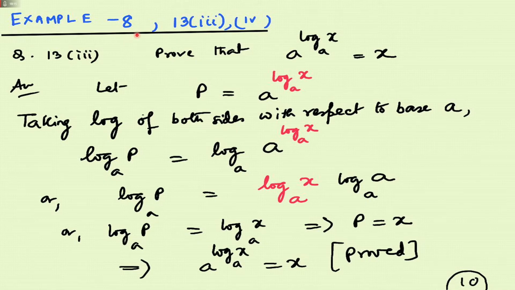Here I am discussing question number 13, parts 3 and 4. Question number 13.3 is here: prove that a to the power log x base a is equal to x. Actually this is in your rule of log. Okay. Actually it comes from the definition of log.